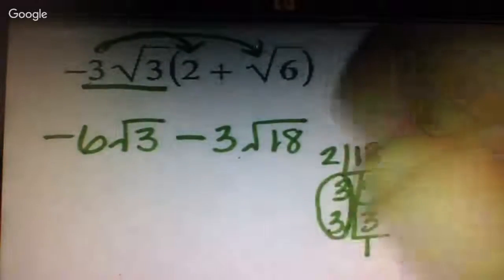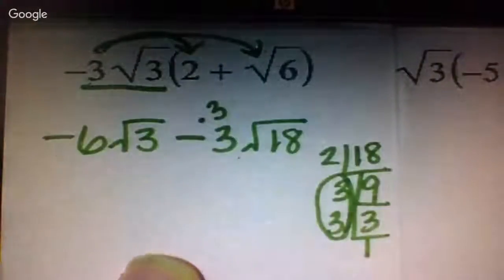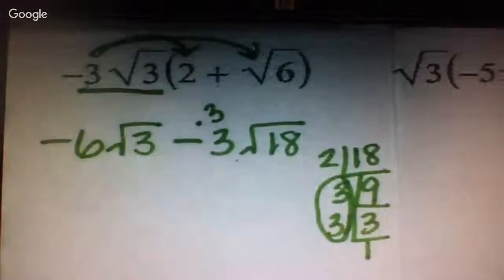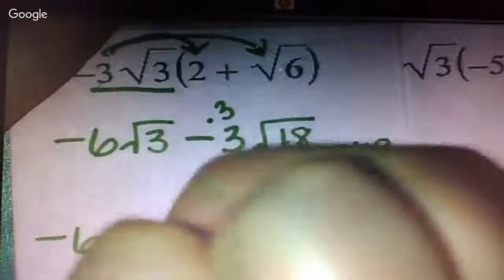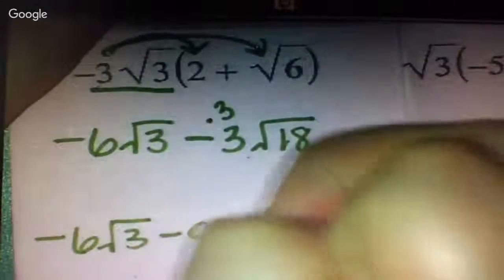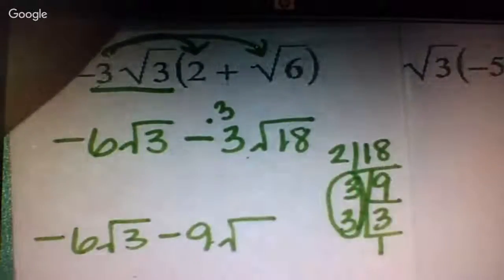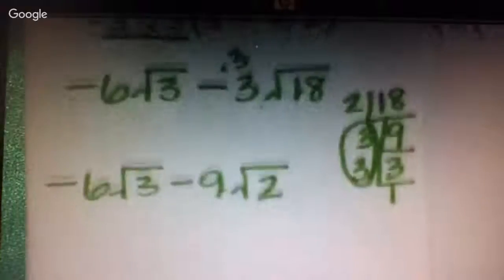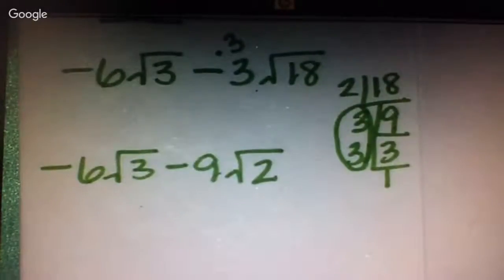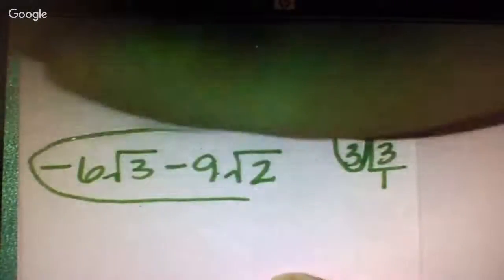Okay, so I've got a pair of 3s that come out front. So I need to multiply this by 3. No, it should still say negative. So -9 square roots of 2. The last thing you need to check, can I subtract these now? No. One's the square root of 3, one is the square root of 2. They are not the same terms, so I am finished.